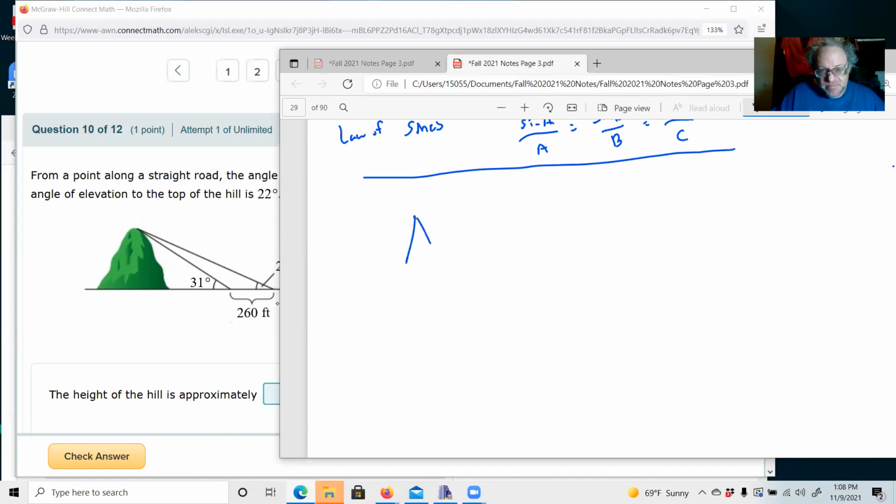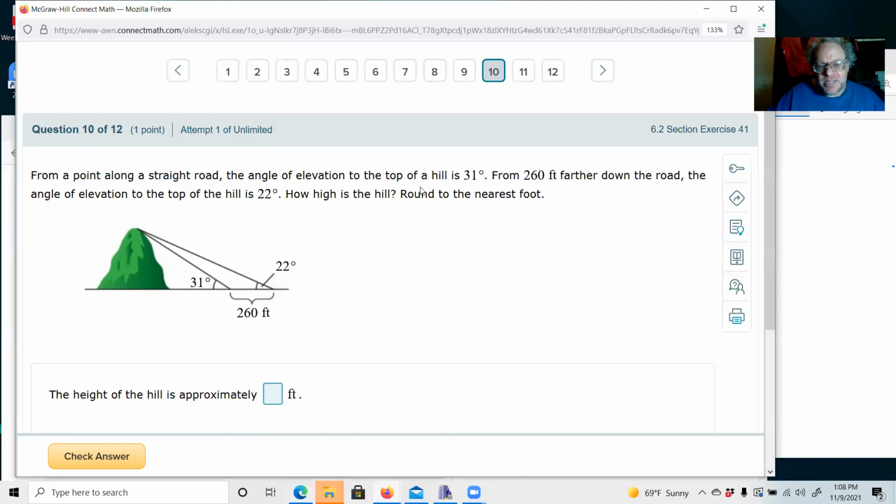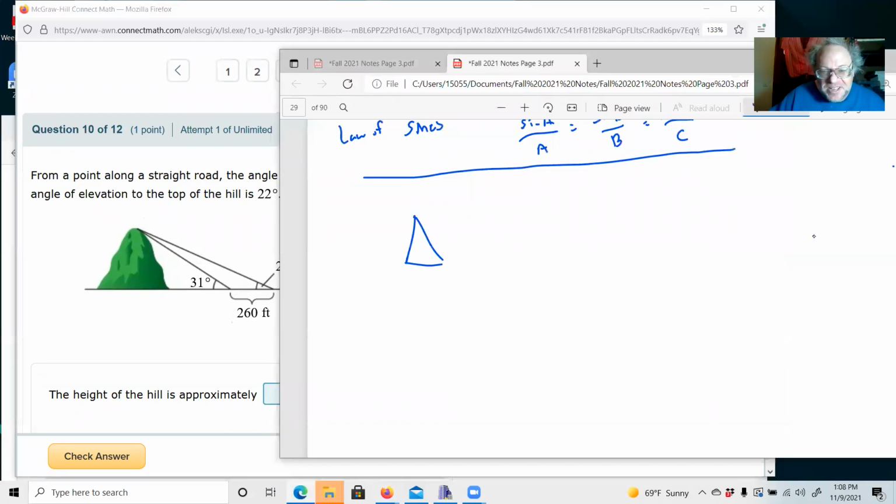So we've got a mountain, and we have elevation to the top of the hill from one part is 31 degrees, and from the other part is 22 degrees. Again, I tried my best to make sure that the pictures would turn out. Please forgive me if they didn't, but I'll try to fix that. I checked, but who knows.